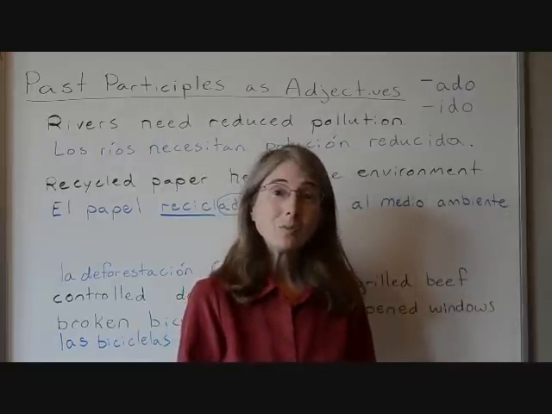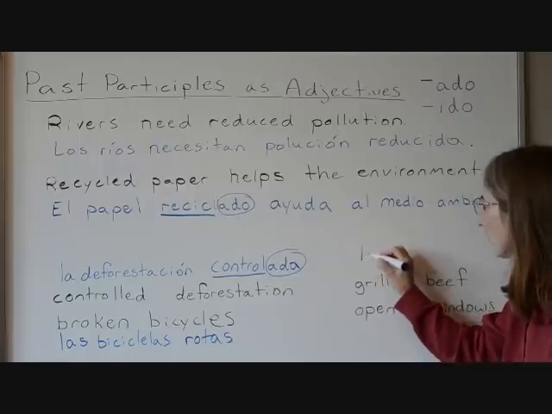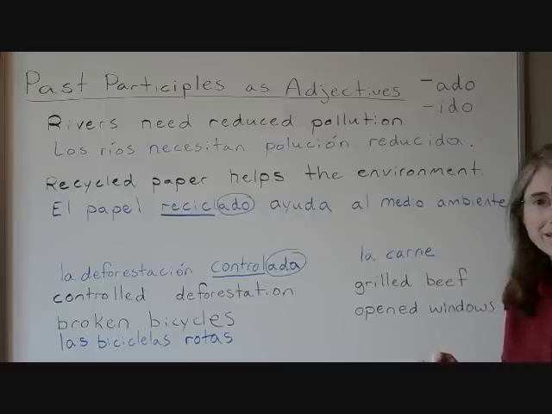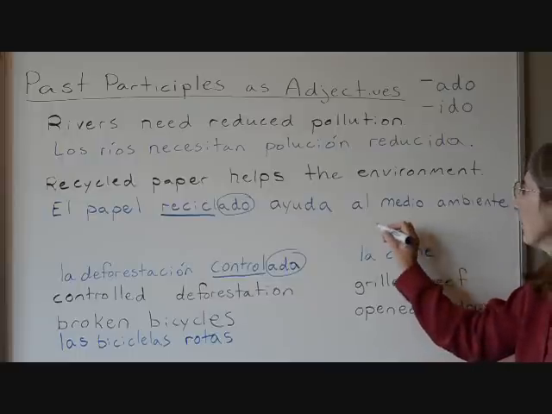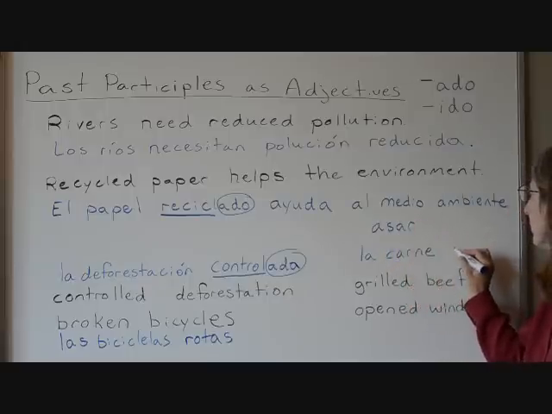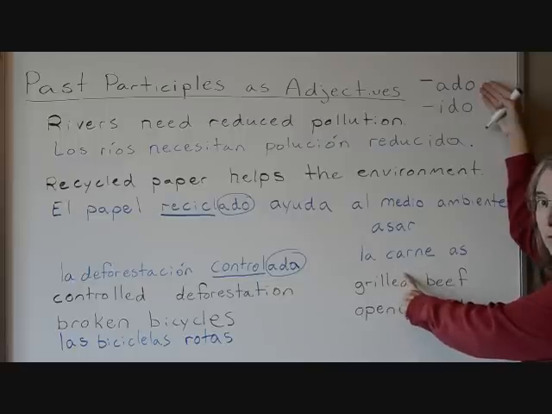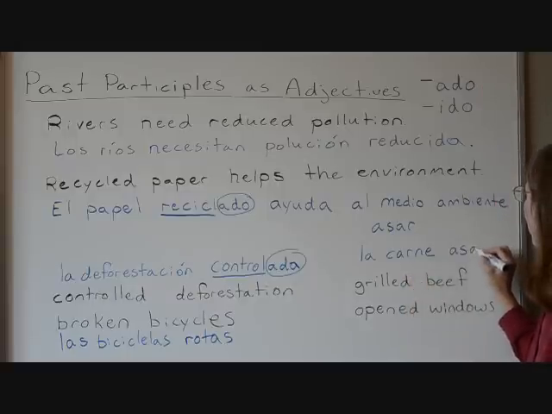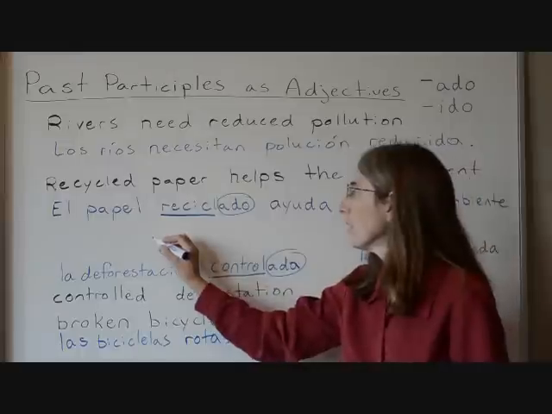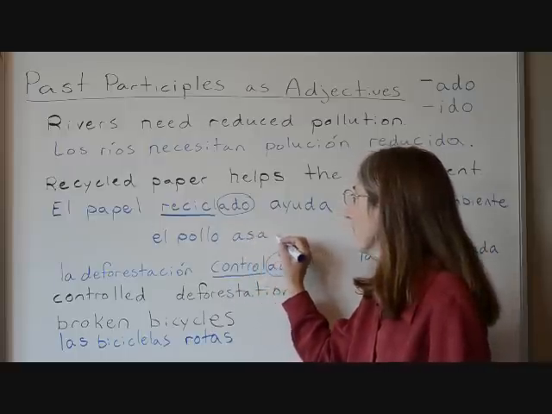If we wanted to say grilled beef, you could say carne for beef, la carne. And then the verb for grill in Spanish is asar, and it's an AR verb. So we would just use the stem, as, add the ending, and we know that our noun is feminine, singular, so it would be asada. La carne asada. And if you go to the restaurant and order pollo, el pollo asado. Grilled chicken.